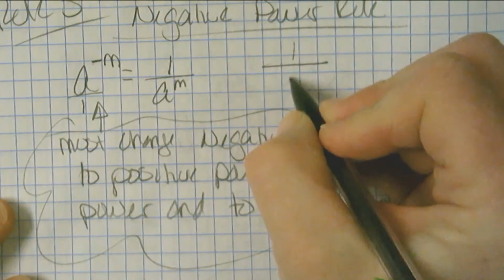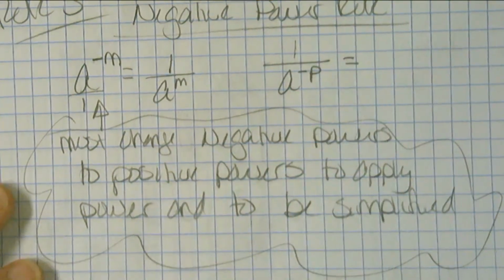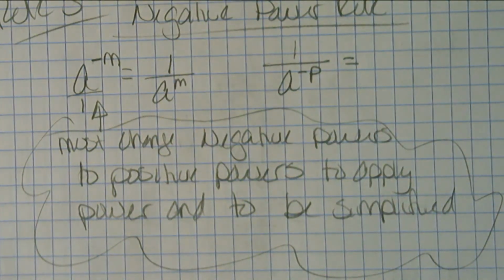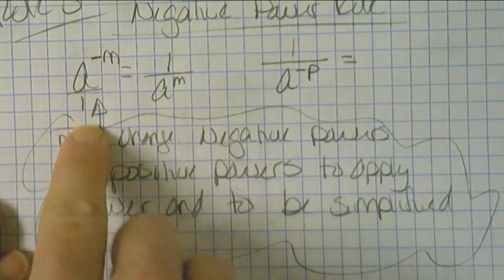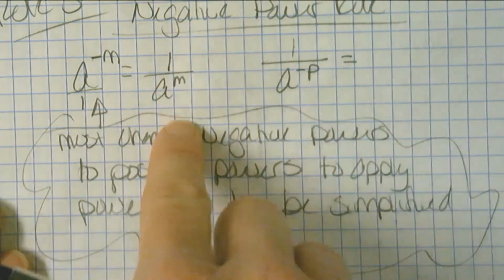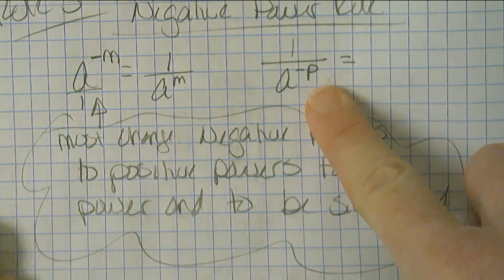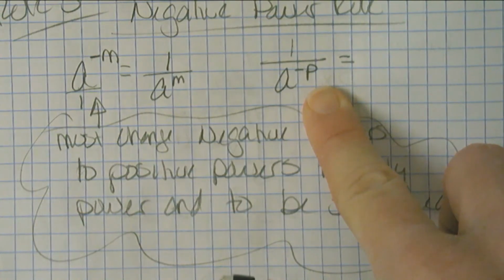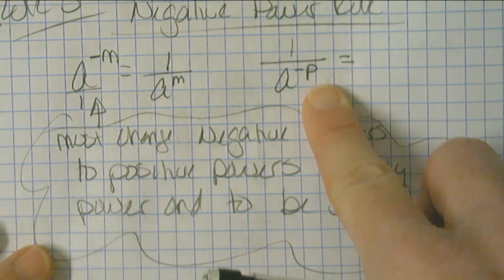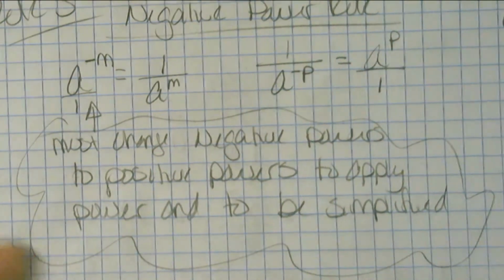What do you think I'm going to do if I have a to the negative p power in the denominator? How do you suppose I make it positive? So here, my a to the negative m was in the numerator. To make it positive, I put it into the denominator and made the power positive. What happens if my negative power is in my denominator? Where do you suppose I'm going to put it to make it positive? Pierre? In the numerator. That's going to be a to the positive p power over 1.